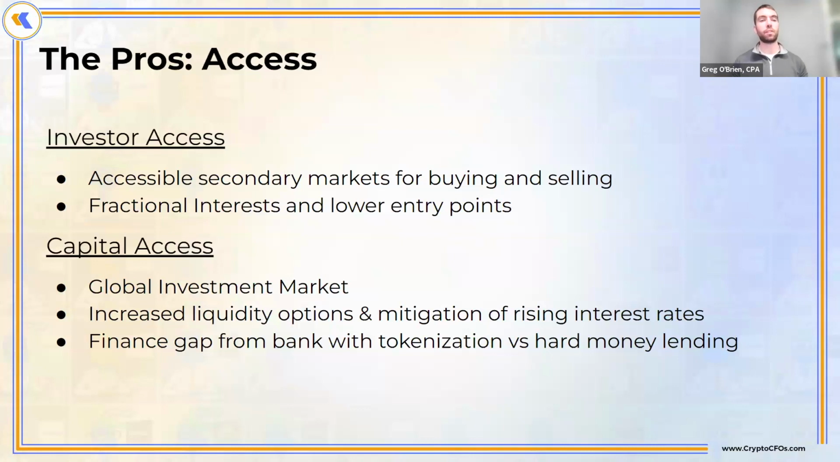When we talk about a secondary market, oftentimes if you invest in a private placement real estate deal, so you invest as a limited partner somewhere in your friend's multifamily project, it's very, very difficult to exit that position. You're going to have to work with the overall general partner to get out of that. So this would allow for a secondary market to be created to trade on these private tokens. So, accessible secondary markets for buying and selling of tokens.